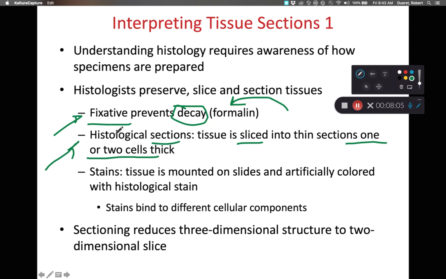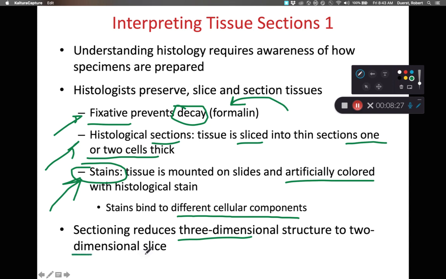So we first preserve the tissue to keep it from decomposing. Then you make a super skinny section. And then after you make your super skinny slice or section, you stain it. And these stains are going to artificially color specific parts of the tissue. So we're going to have different cellular components absorb different colors so they're easier to see. And this whole process will take that three-dimensional structure and turn it into a two-dimensional slice.